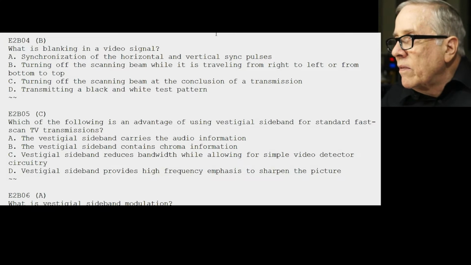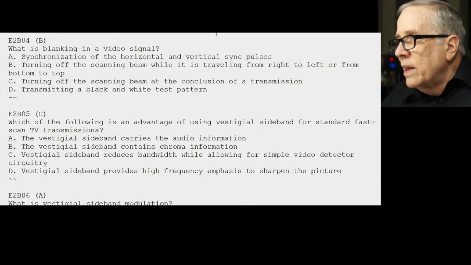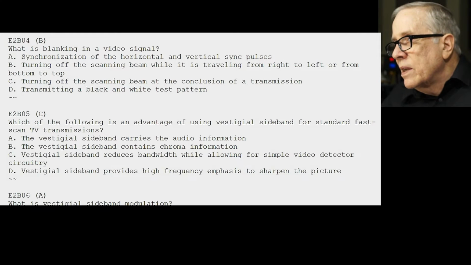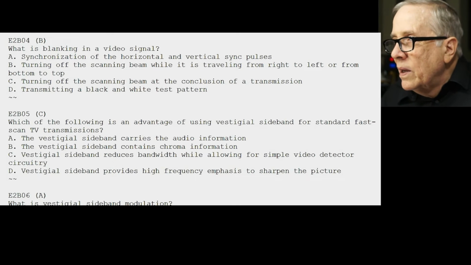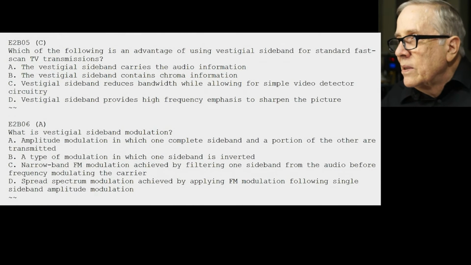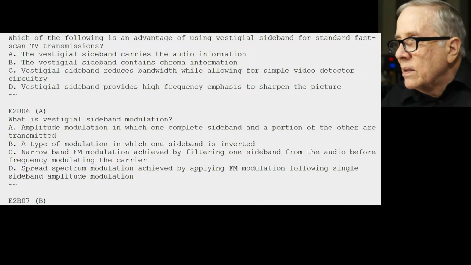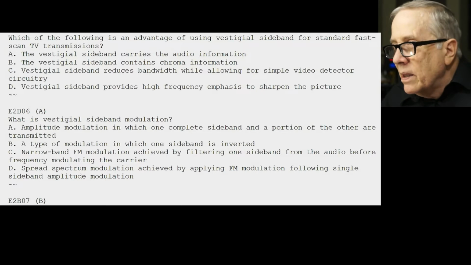E2B05. Which of the following is an advantage of using vestigial sideband for standard fast-scan television transmissions? What is the advantage? And it says the advantage is reduced bandwidth and allows for simple video detector circuitry. Probably the NTSC guys, the National Television System Committee, I think it was.